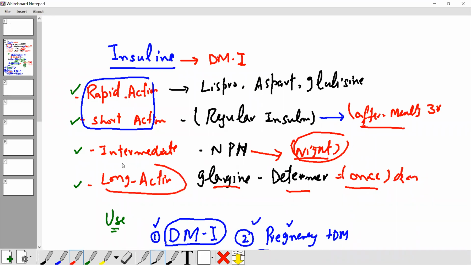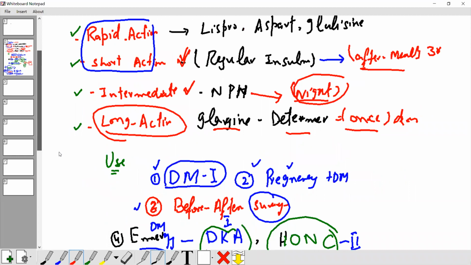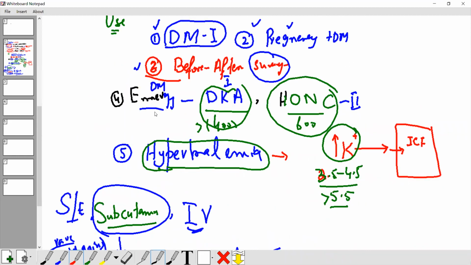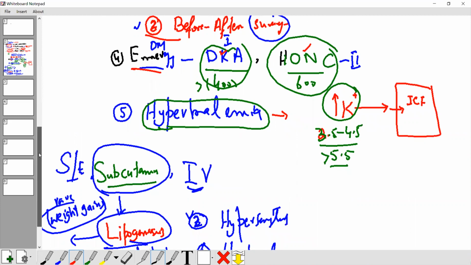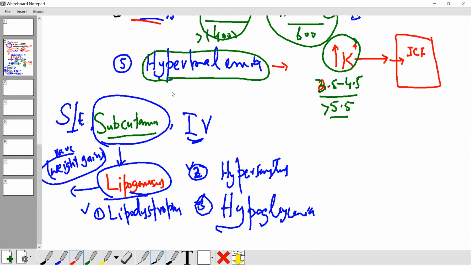It's very long acting. This long acting can control blood sugar level for a longer duration. Understand? The frequently used insulins for diabetes are regular and also NPH, these two insulins. The very rapid action and short action ones are also used in emergencies, for DKA and hyperosmolar non-ketotic coma. This is all about insulin, the side effects: lipodystrophy, hypersensitivity, hypoglycemia.